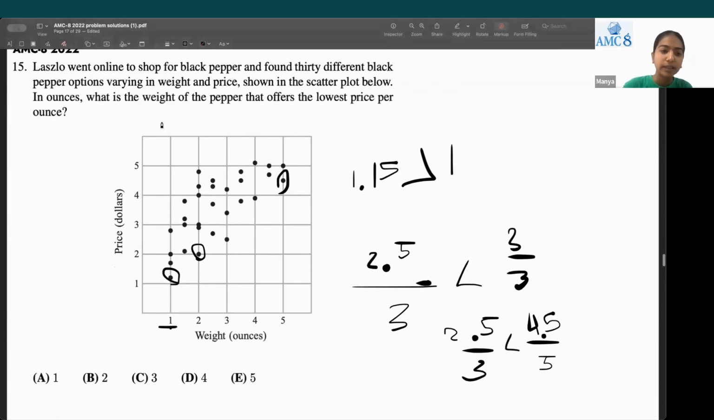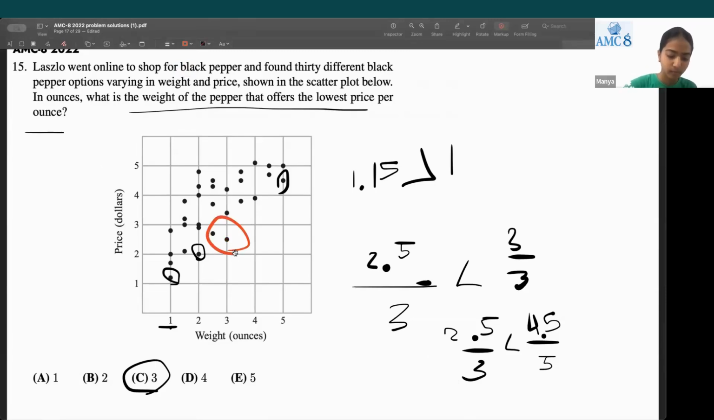And so they're asking, what is the weight of the pepper that offers the lowest price per ounce? And 2.5, so 3 ounces would be costing $2.5. That is the lowest price per ounce. And so that's how we got our answer choice C. Let me highlight the dot that shows that. It's going to be this one right there. That little dot right there. This one. And that's how we got our answer choice C.